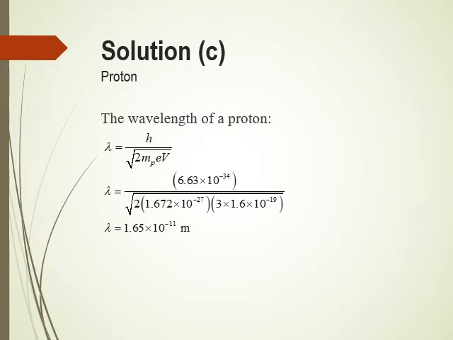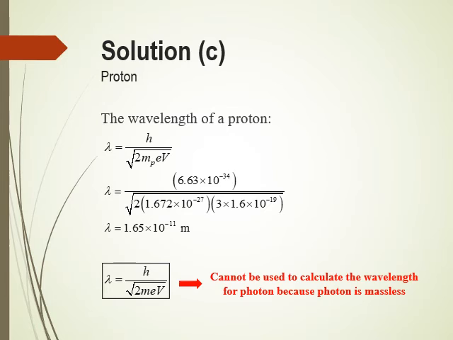Now, since we use lambda equals h over square root of 2meV to calculate the wavelengths for electrons and also for a proton, can we use this equation to calculate the wavelength for a photon? Again, the answer is no, because a photon is massless. We don't have the value for the mass.